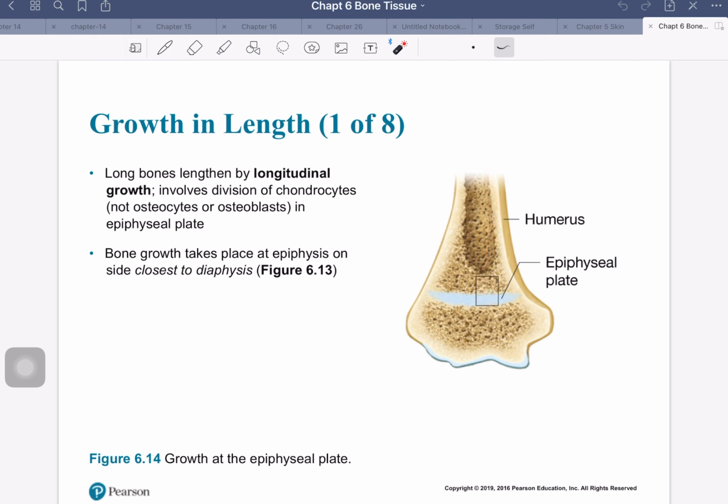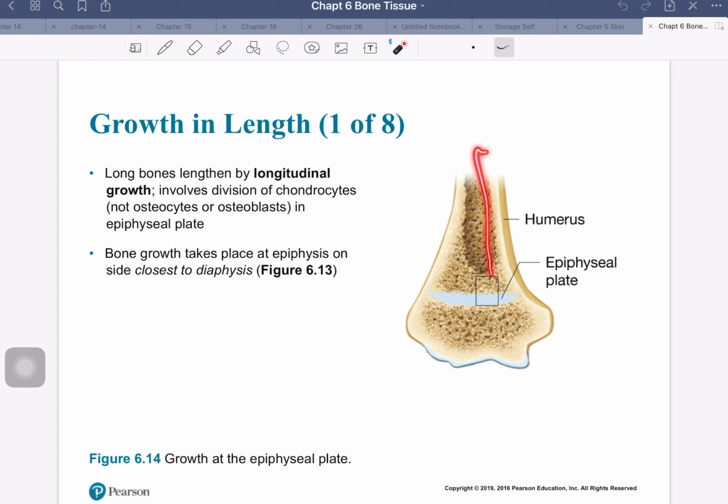Now there are special zones called the epiphyseal plate, and they are located in different areas. So in this case, you can see they're located between the epiphysis and the diaphysis, or the shaft, and it's known as the epiphyseal plate. Now, bone growth takes place at the epiphysis, on the side closest to the diaphysis. That's the shaft, right? The epiphyseal plate, this is where the bone growth is going to occur, and this is the shaft, or the diaphysis.